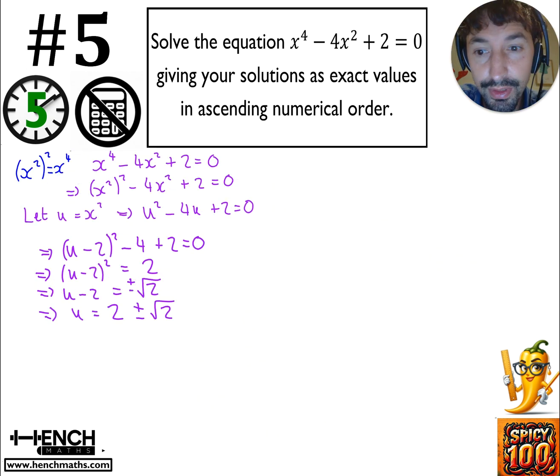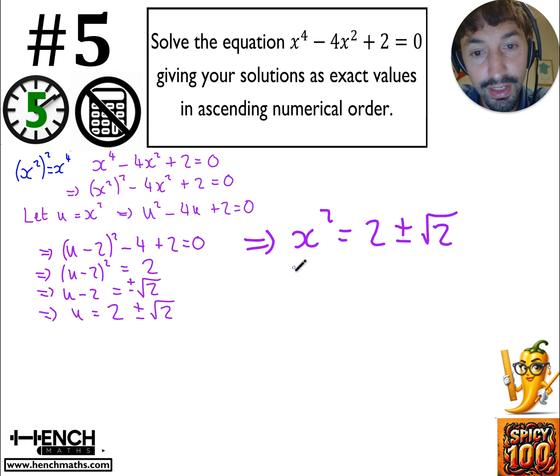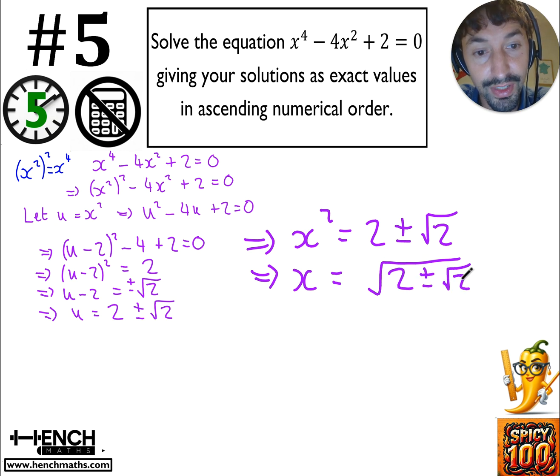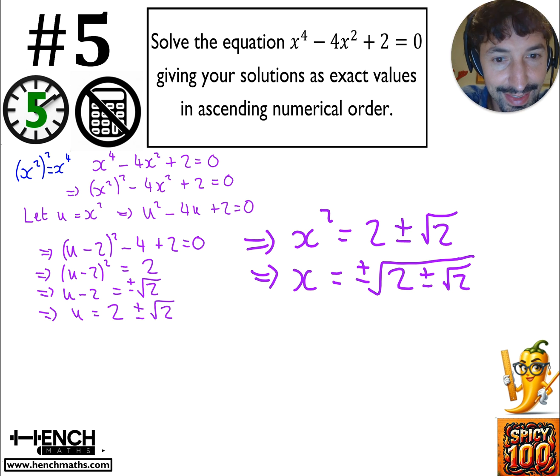So we found u as an exact value, but remember u is equal to x squared. So this implies that x squared must be equal to 2 plus or minus root 2. So x must be equal to the square root of 2 plus or minus root 2. Again we need to include our positive and negative solutions. So with these positives and negatives twice, we're going to end up with 4 different solutions.